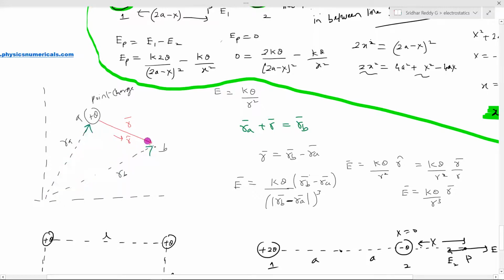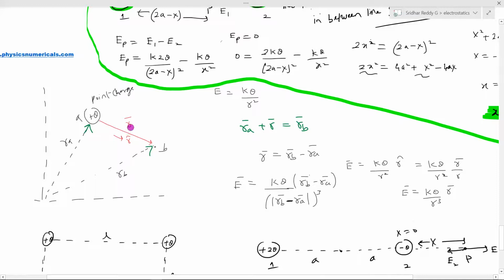This will be RA. So what is the condition? A point charge Q is kept at a point A, then at point B, the electric field strength due to that point charge has to be determined. Okay, what is the basic idea? Due to a point charge, what is the electric field strength? Equal to KQ by R square.